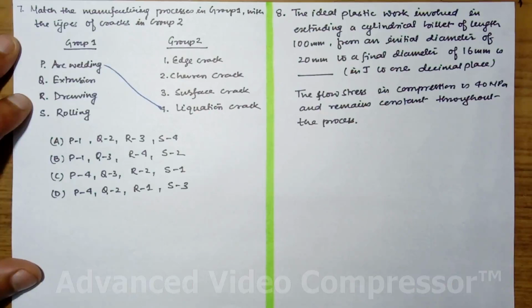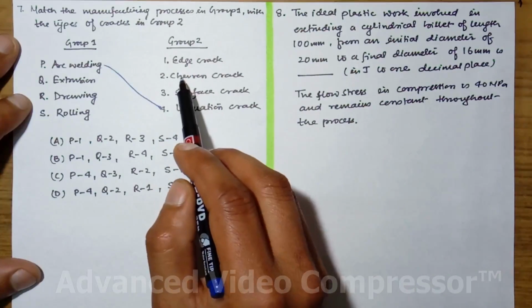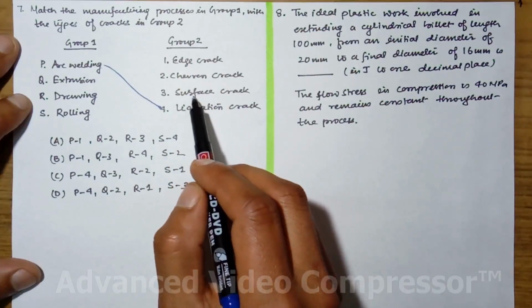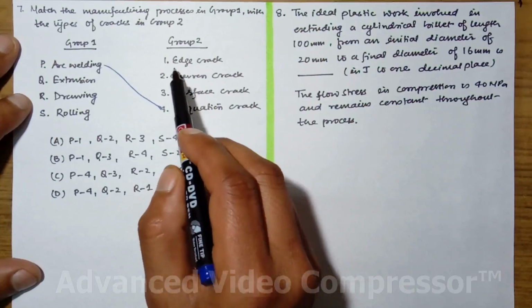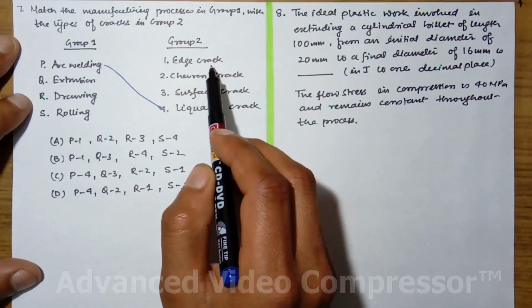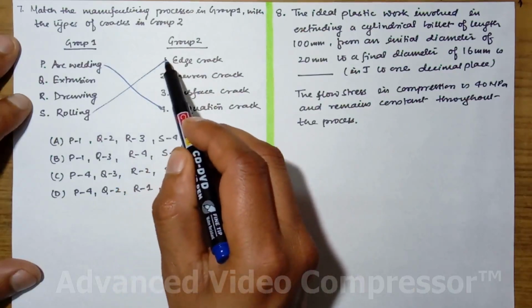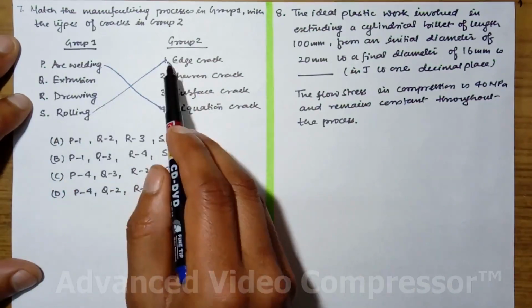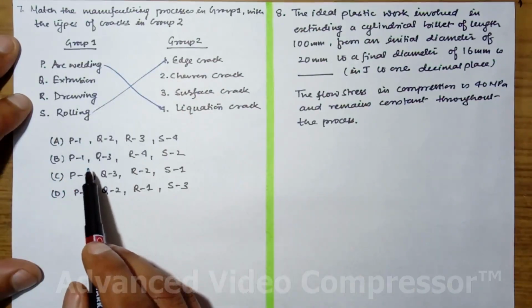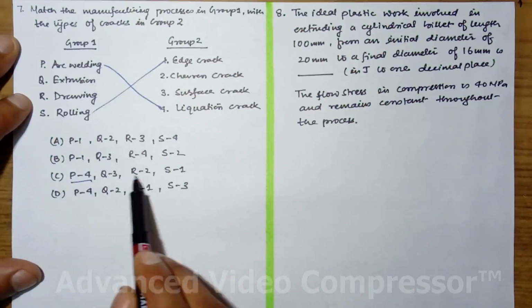Okay, now coming to rolling. In rolling, edge crack occurs. There is no chevron crack, but surface crack can occur, though generally it does not. But edge crack definitely pertains to rolling. So here P matches with 4 and S matches with 1. So P4 and S1.